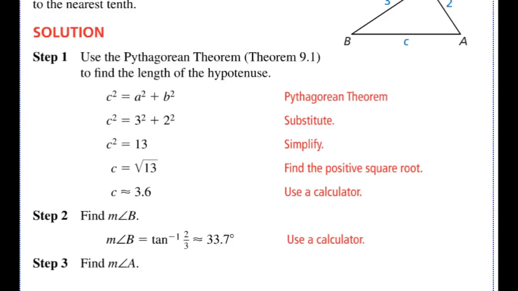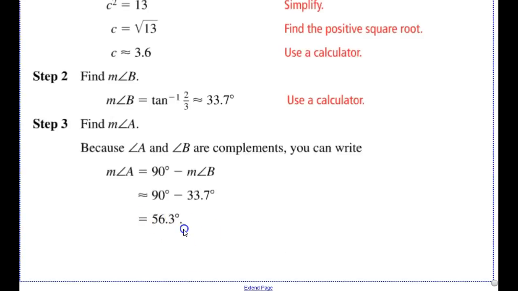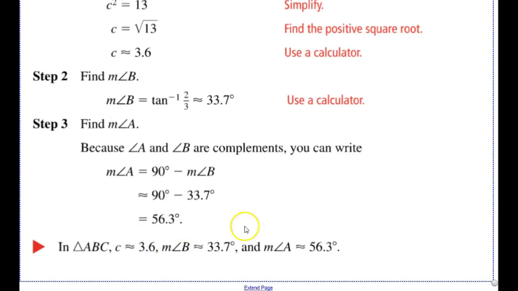So then I have to find angle A. That's the only thing that's still missing. So I know that A and B are complementary angles, because if I add them together, they equal 90 degrees. So I can just subtract this 33.7 from 90, and I get that angle A is approximately 56.3 degrees. So here's my final sentence that I've solved my triangle.